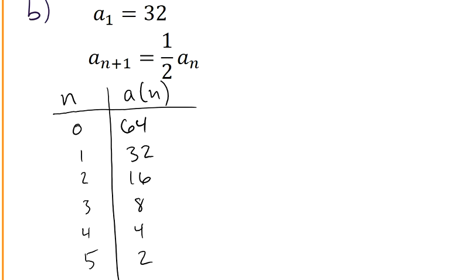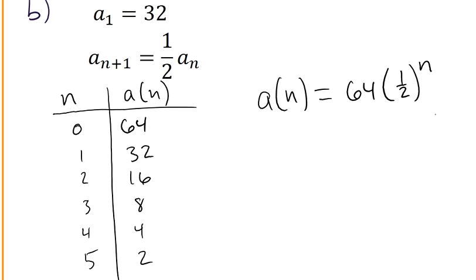So that's the first 5 terms of the sequence, and I've listed them as a table. Now if I wanted to write this out explicitly, I would say the value at any term is the 0th term, which is 64, times 1/2 a certain number of times. How many times are you going to multiply by 1/2? Well, it depends on the term that you want.